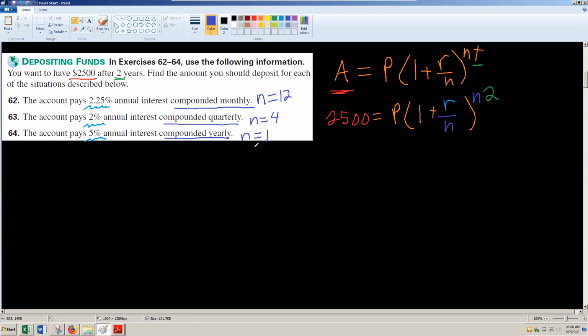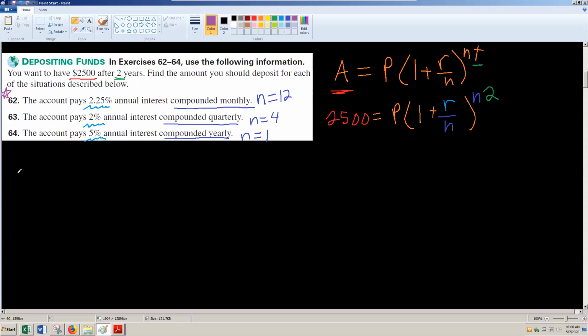Now in this scenario, if you wanted to simplify this thing and just do p times 1 plus r, raised to the t, you could. But let's just leave it as this because we're going to just enter 1 and 1 here. It's going to simplify, but we'll keep with the same setup. So looking at the first one here, number 62, the account pays 2.25% annual interest compounded monthly.